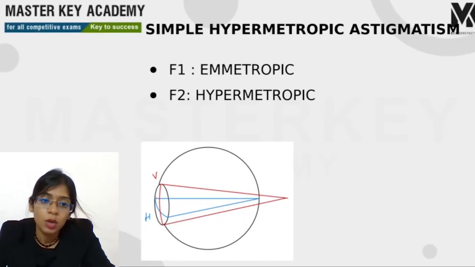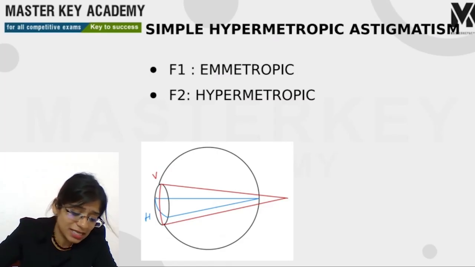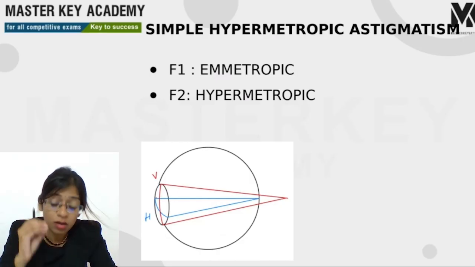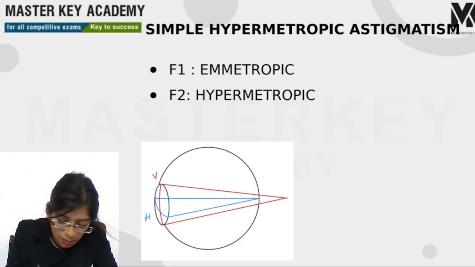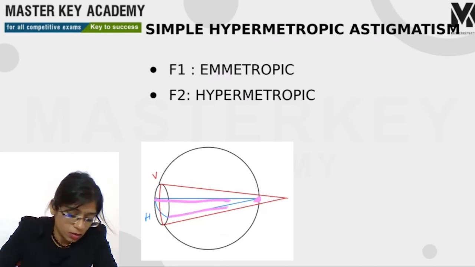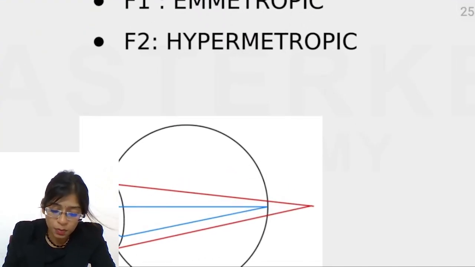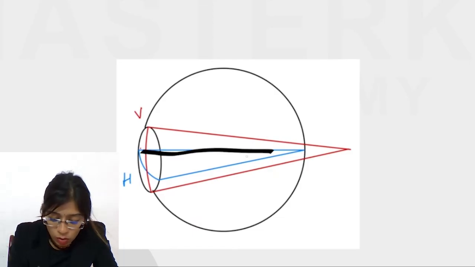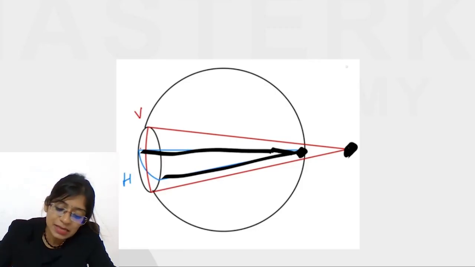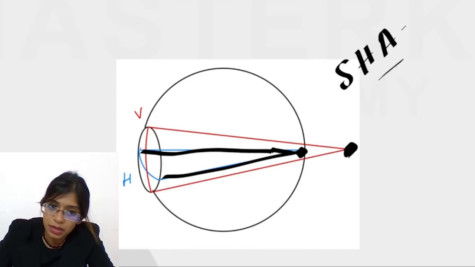Very simple. Moving on to simple hypermetropic astigmatism. It's the same concept. Here in a person with this kind of astigmatism, some light rays will converge onto the retina. You can see onto the retina. Look here, we're talking about simple hypermetropic astigmatism. Here some light rays will converge onto the retina, and some light rays will converge behind the retina. So this is what we call simple hypermetropic astigmatism.